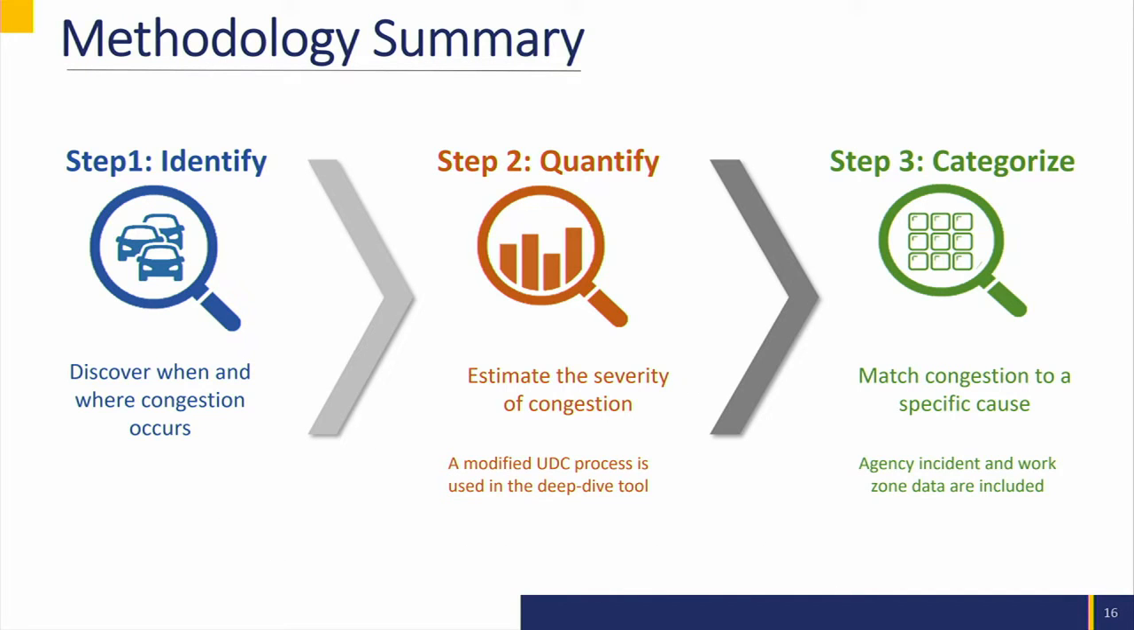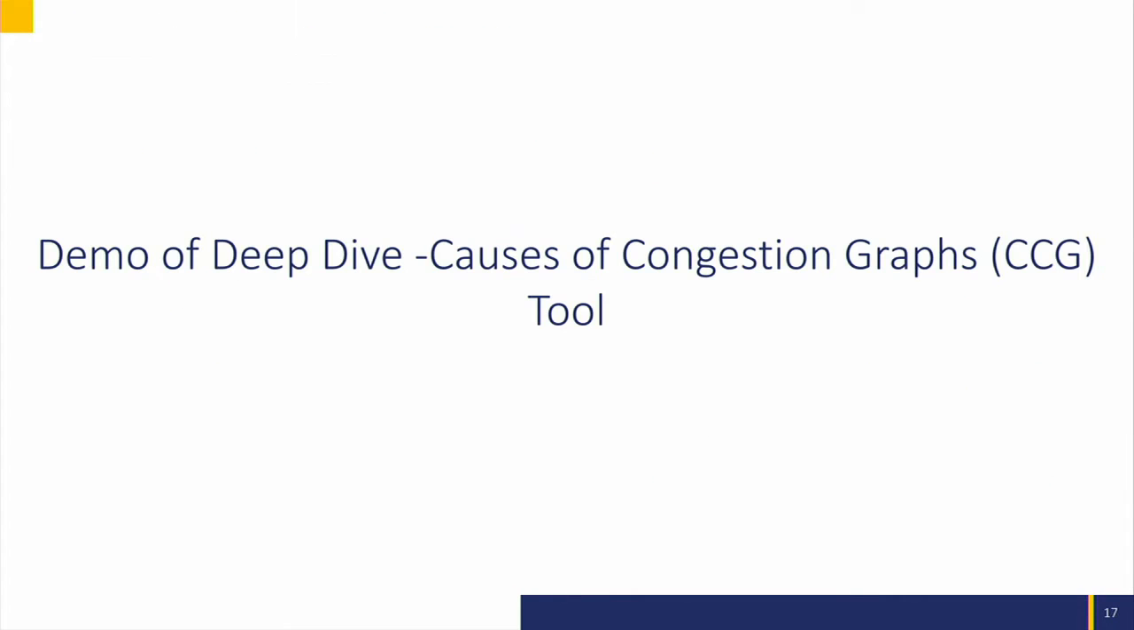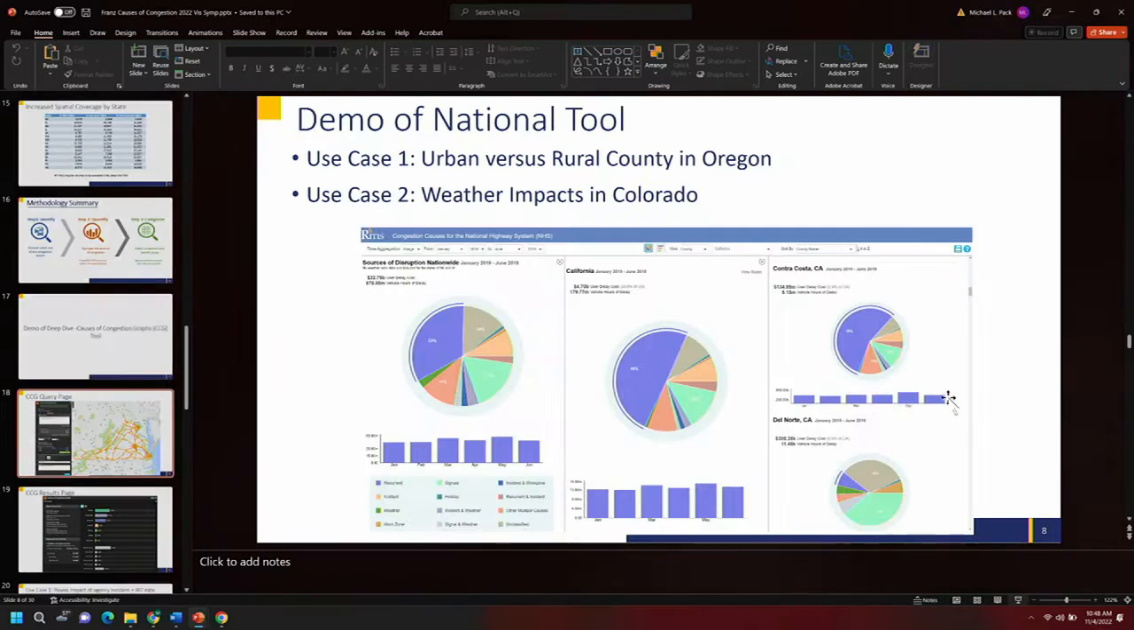So the methodology was generally the same for this. We made a slight modification to our user delay cost methodology and did some validation to show that it was more accurate. And then, as I mentioned, we brought in the agency data in the categorization step. So I'll give you a demo of that tool.